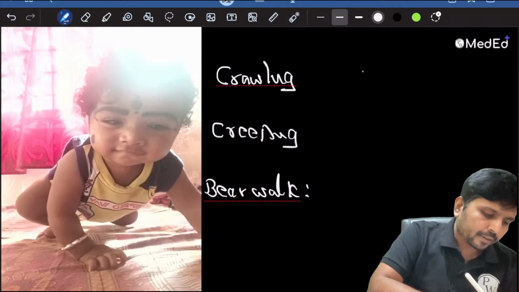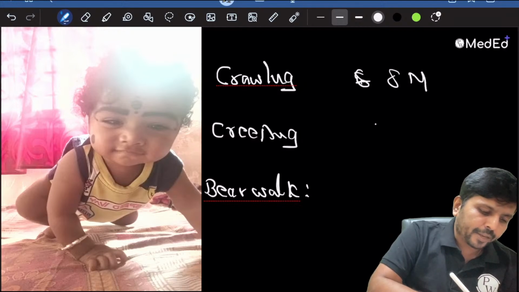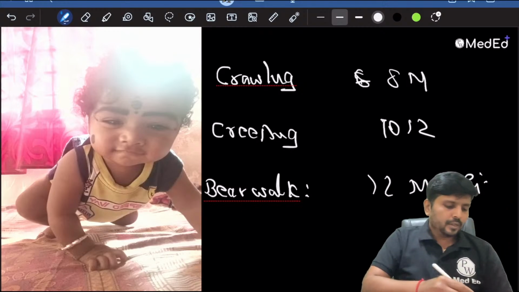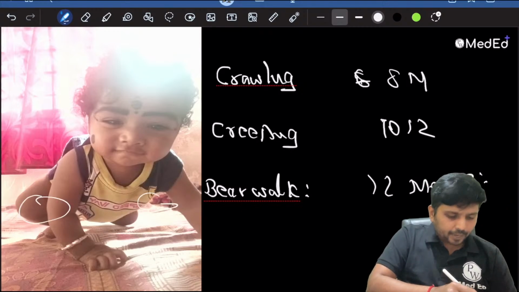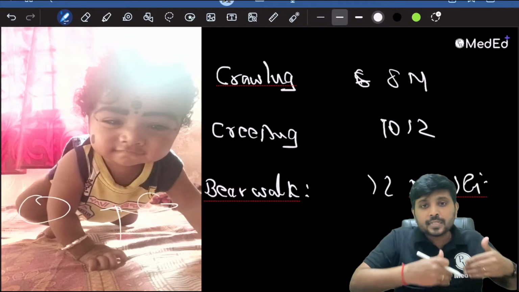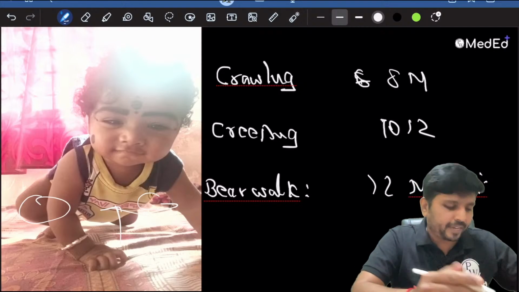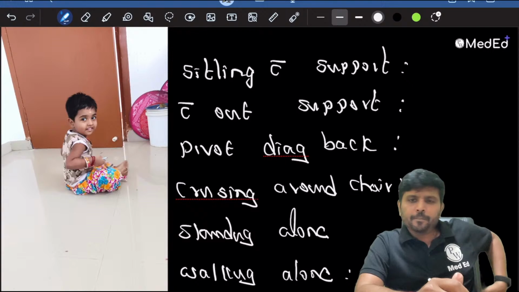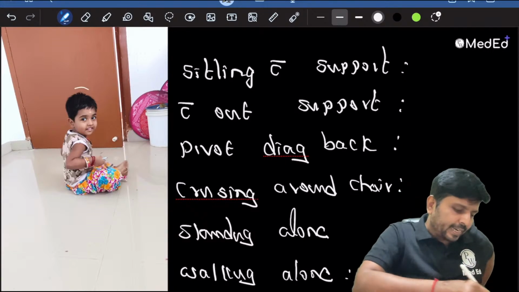Finally, crawling. Crawling, 8 months. Creeping, 10 months. Bear walk, 12 months. This child has the abdomen off the ground, so she is creeping. And finally, she is turning diagonally back.